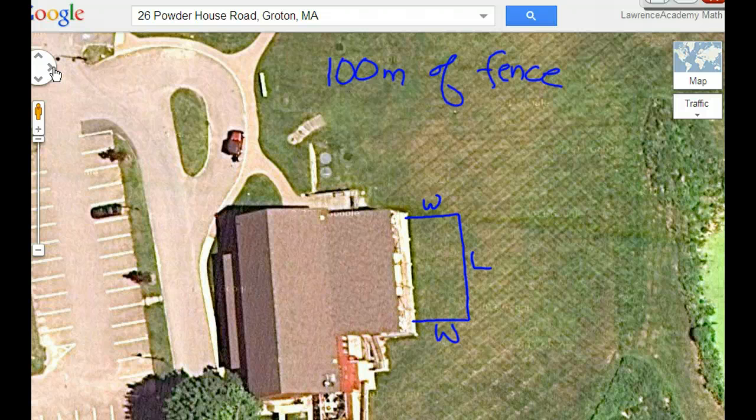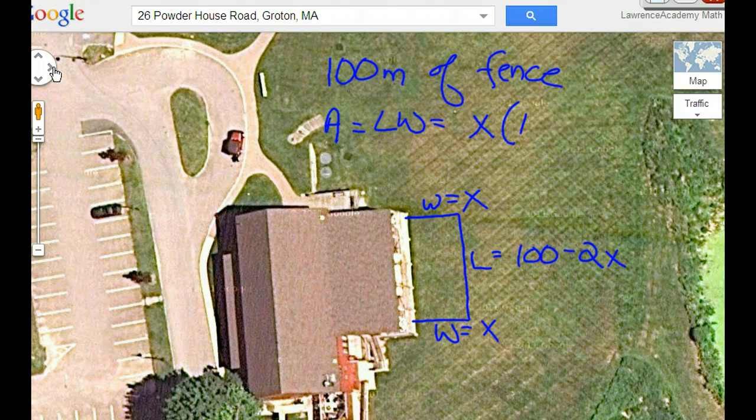Now, I don't want 2 variables. I'm going to have 1 variable. I'll just call the width equal to x, and the length is going to equal 100 minus 2x. So that's what I'm going to work with for an equation. And the area is length times width. So it's going to be x times (100 minus 2x).